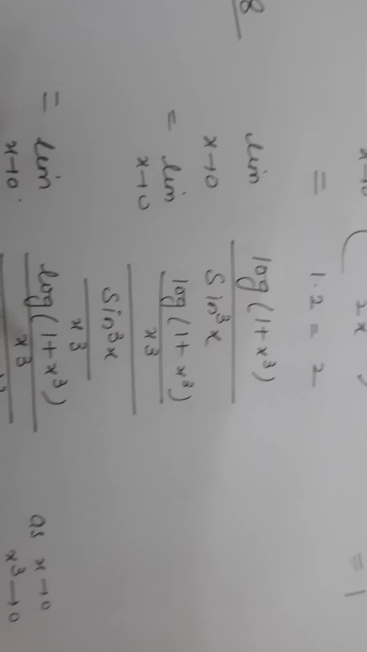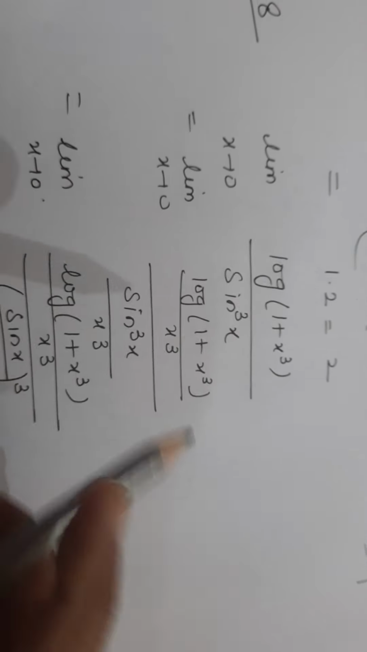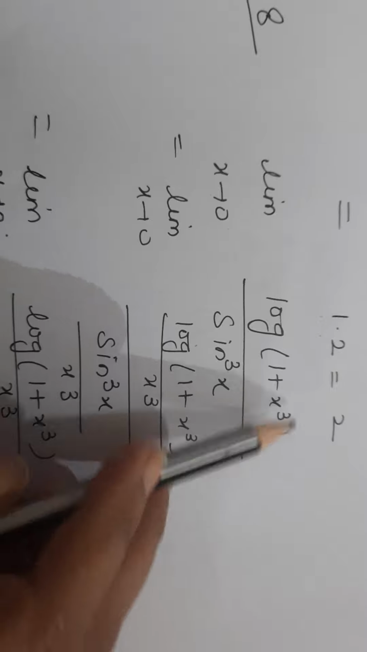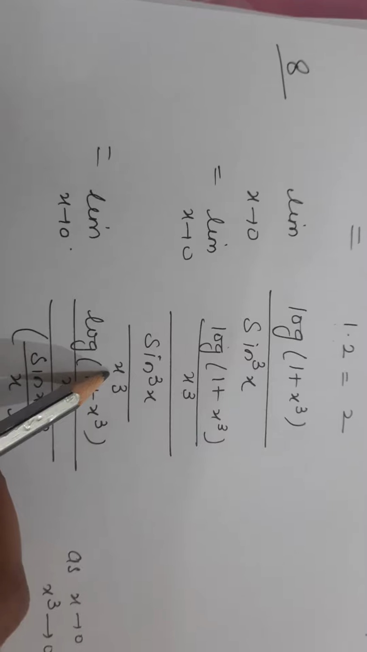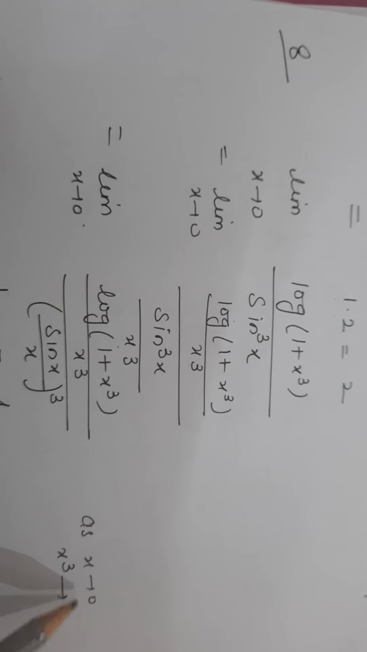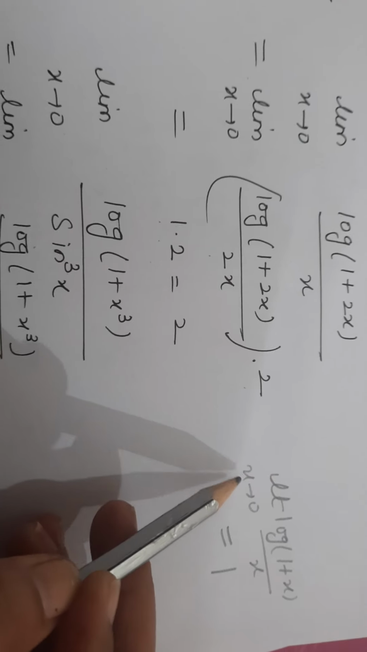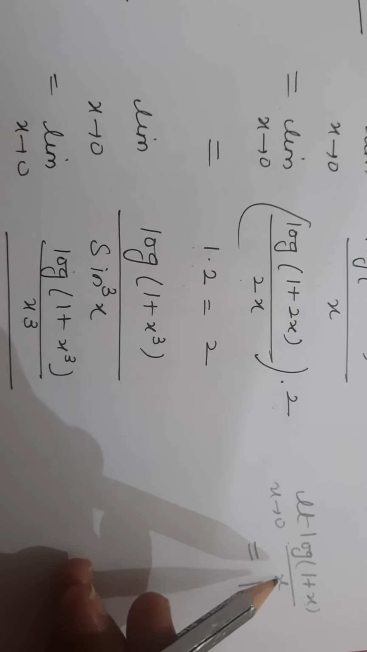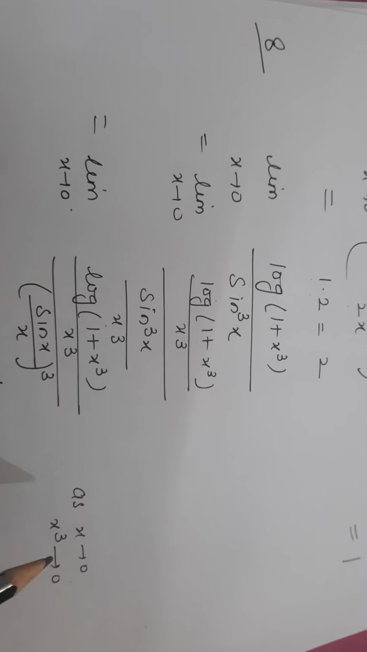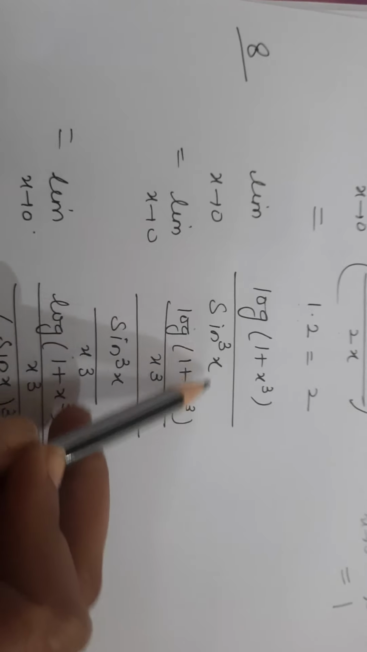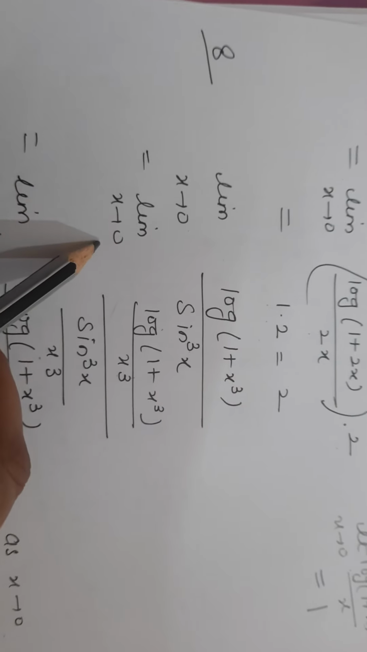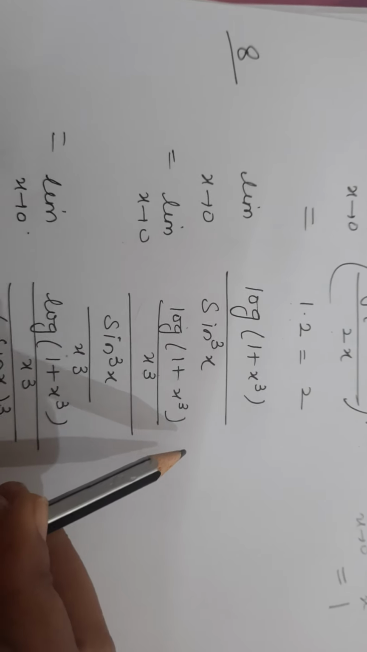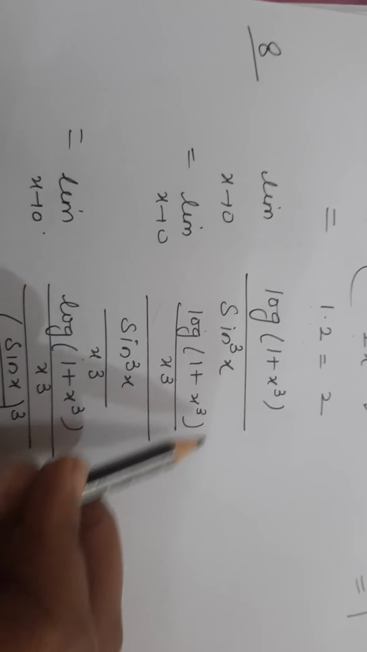Last question. Limit x tending to 0, log(1 + x^3)/sin^3 x. You have x^3 here, so we'll divide both numerator as well as denominator by x^3. Now, as x tends to 0 in this formula, limit x tending to 0, log(1 + x)/x is 1. As x approaches 0, x^3 will also tend to 0. So this factor will also tend to 1 using this result, because your x is tending to 0. So this limit will tend to 1.